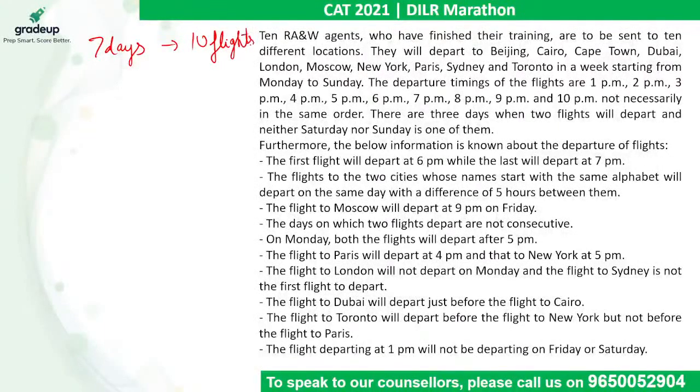7 दिन में 10 फ्लाइट्स लेनी है. So it says that there are 3 days when 2 flights will depart, मतलब 3 दिन में दो होंगे, बाकी 4 दिन एक एक फ्लाइट होगी. So there are total 10 flights. Now they cannot fly on Saturday and Sunday, so Saturday, Sunday को एक एक ही फ्लाइट जाएगी. Try to figure out these 3 days. Actually it can be identified easily with this.